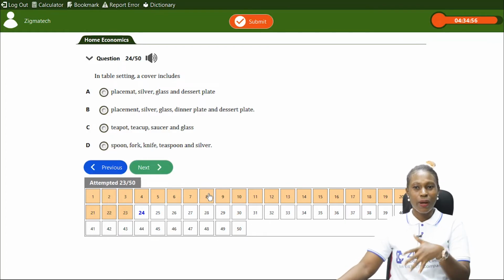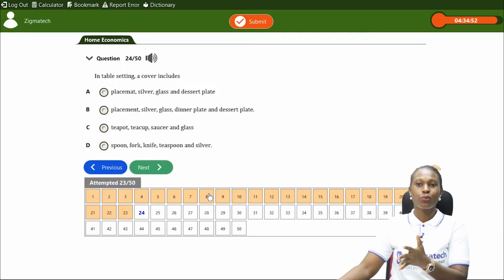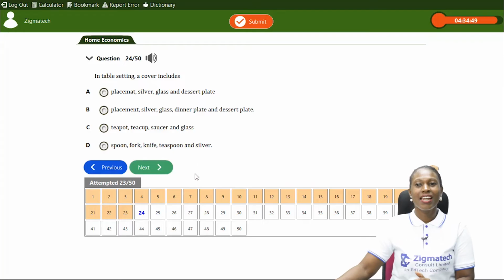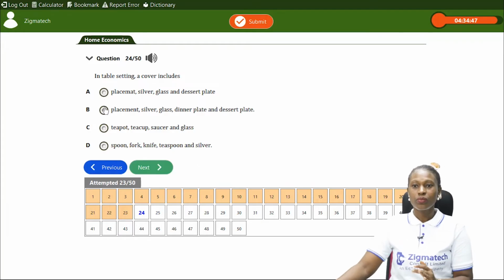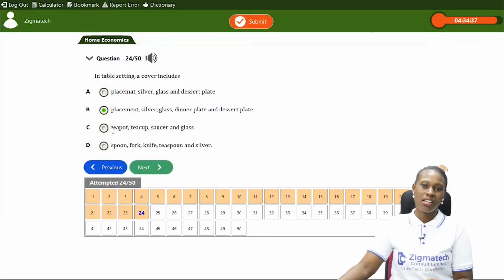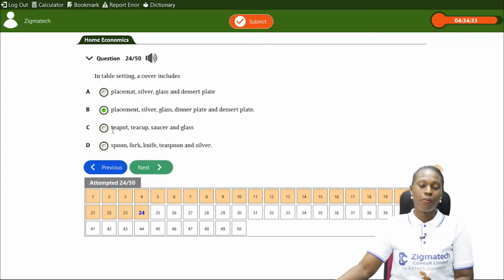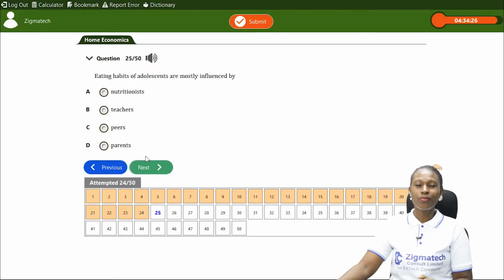So now, what is expected to be there in table setting? They're asking you in table setting, a cover includes what? B is the right option. Placement, silver, glass, the dining plate, and then what? The dessert plate. These are all the requirements that are needed when setting a cover in table setting. Let's look at the next question.